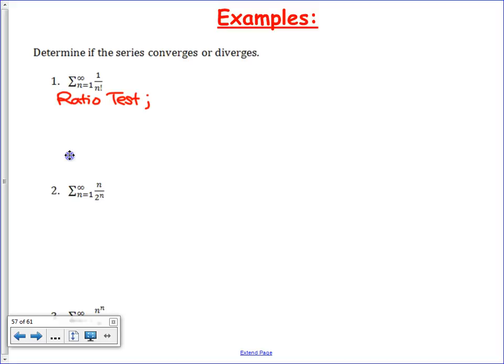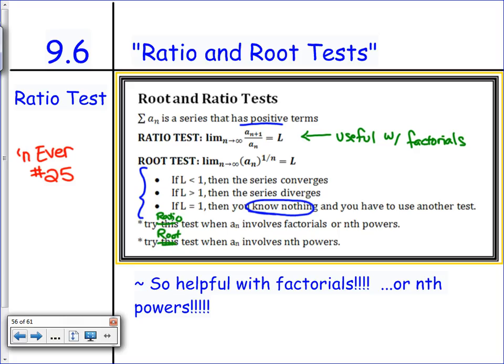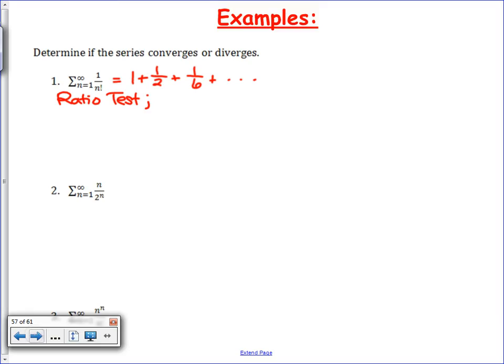What does it say? Positive terms? Guys, are these positive? I have 1, I have 1/2, right? I have 1/6. Positive, I'm good. That's the only condition, right? That's the only if. If positive, good, done. Ratio test. What does it tell me to do? I take the limit as n goes to infinity of what? What's on top? 1 over n plus 1. All over?